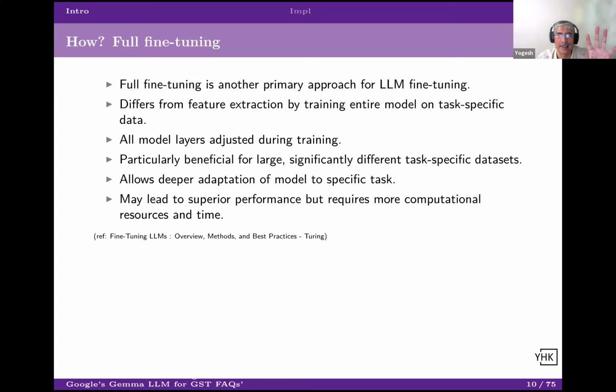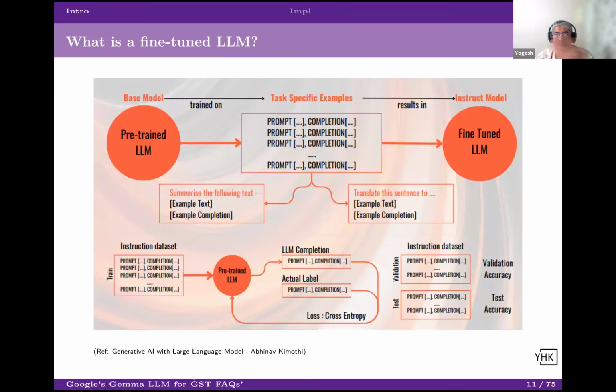So we saw last layer fine tuning, full fine tuning. This is one example. I'll wait here for a second so that you understand. So there are multiple ways of doing fine tuning. This is called instruct fine tuning. I'll show you one example a little later also.